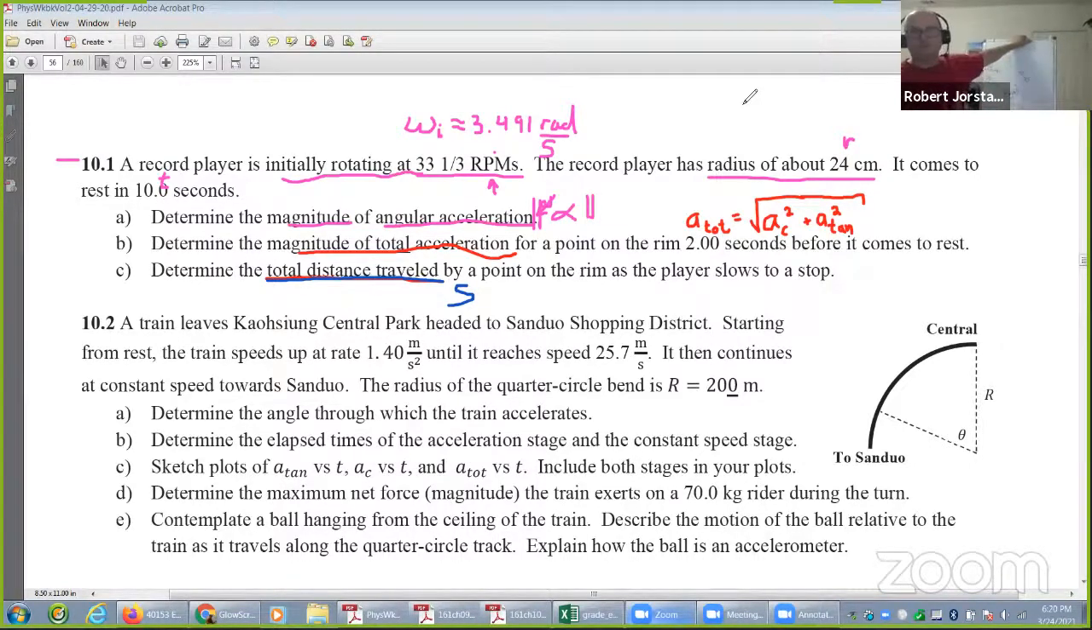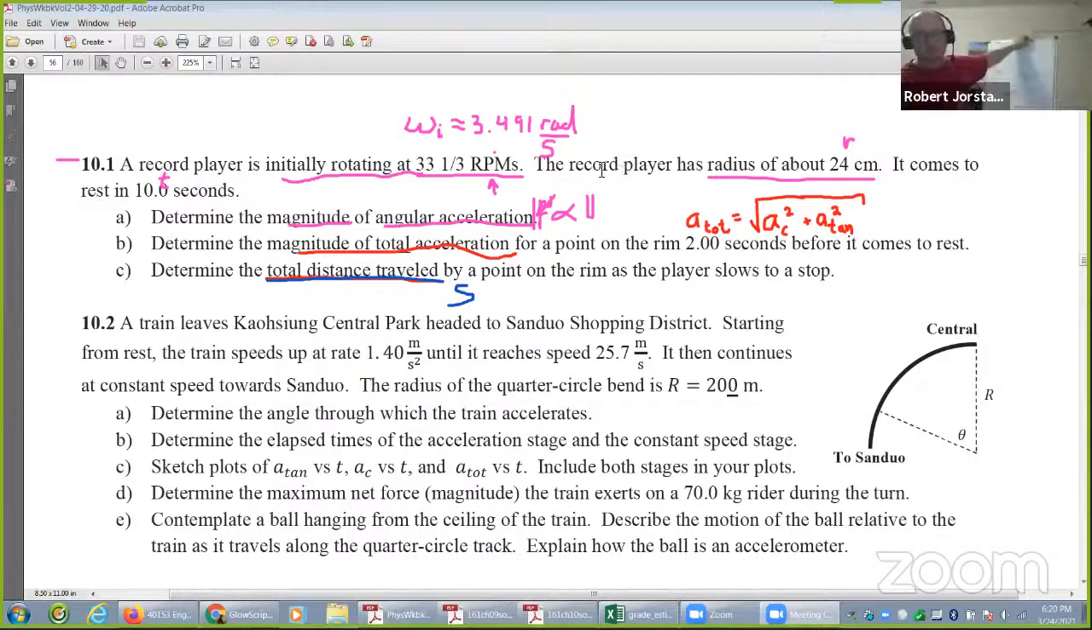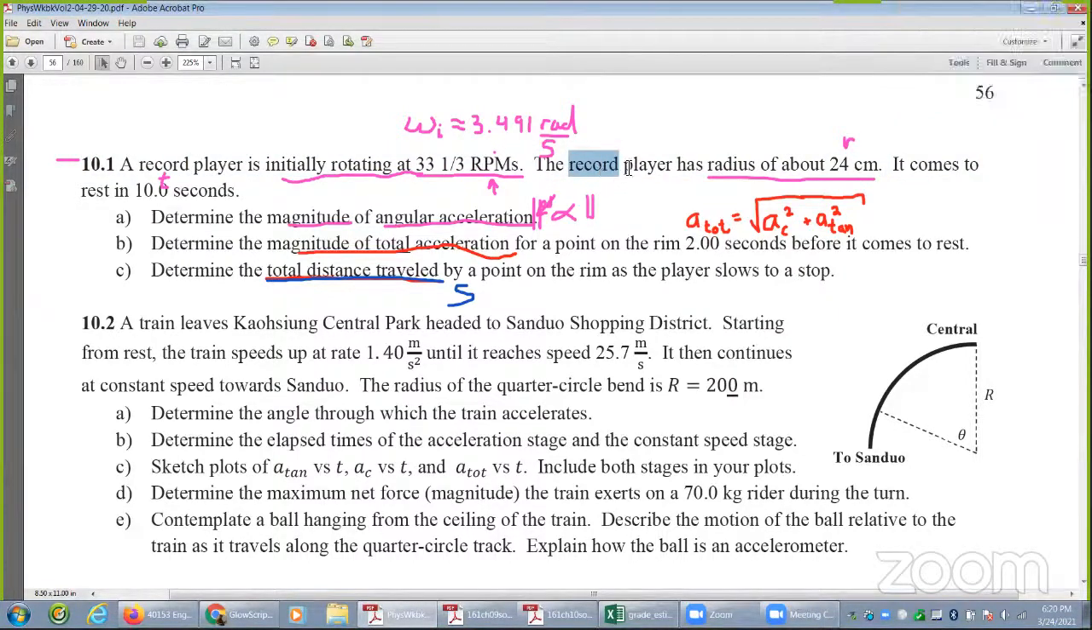Can we do the angular kinematics and then change it to the translational? Sure, that sounds great. What's the first step when you do an angular kinematics problem, if you had to guess? List your knowns and unknowns. List your knowns. All right.